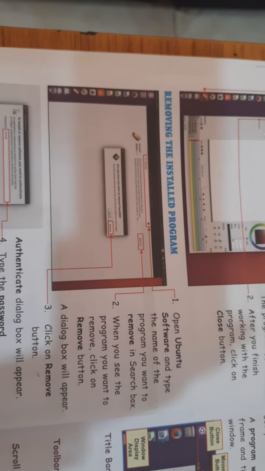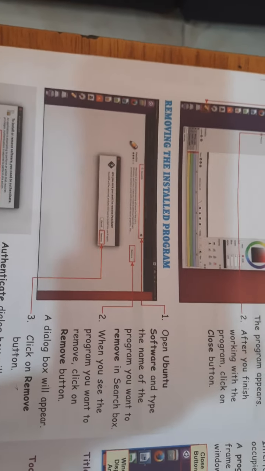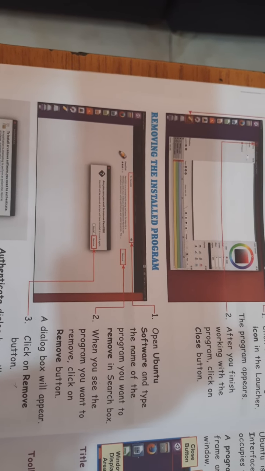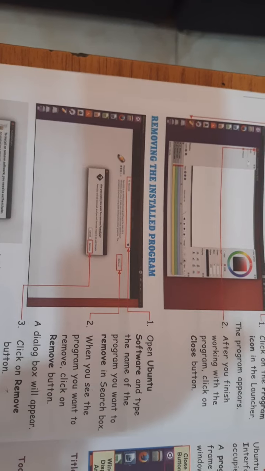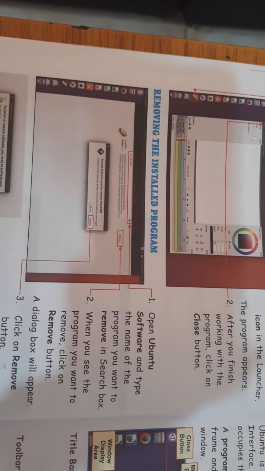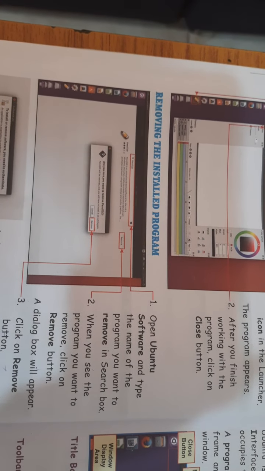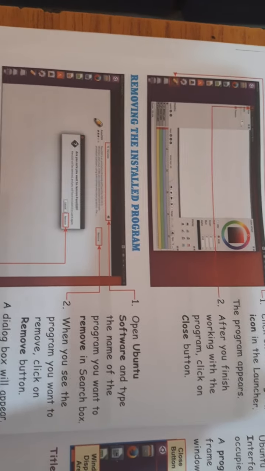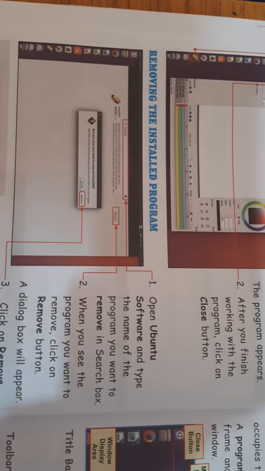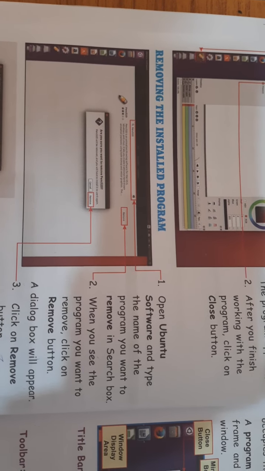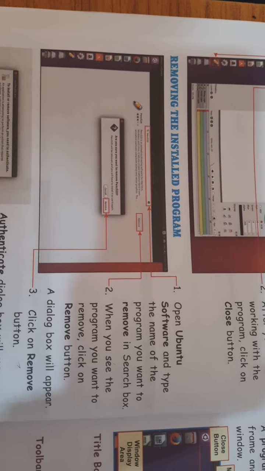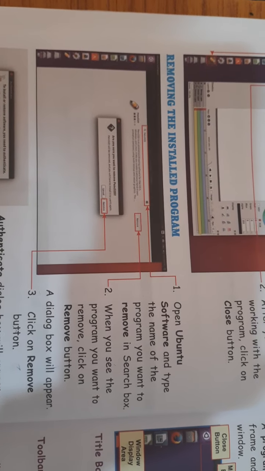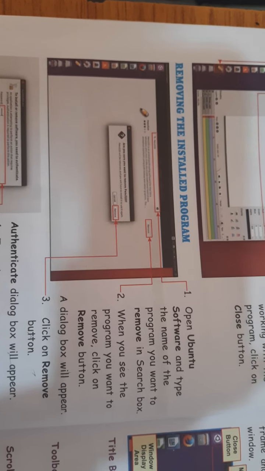Now removing the installed program. Now you have some programs which you don't want on your launcher. How do you remove them? First step is open Ubuntu Software and type the name of the program you want to remove in the search box. Then step 2 is when you see the program you want to remove, click on the remove button. As soon as you click the remove button, the program will disappear.